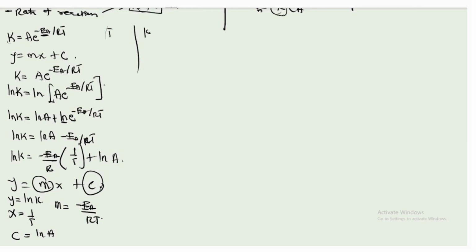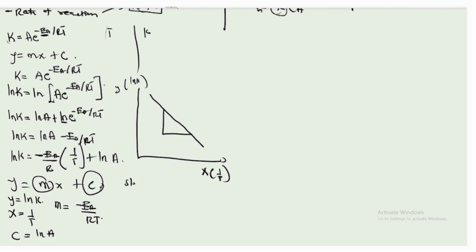So when you plot the graph of y, which is ln k, against your x, which is 1 over T, because the slope here is negative, the graph will always be something like this. And then when you find your slope, it will be equal to negative Ea over R, right? And then when you evaluate this, you can get your activation energy, right?